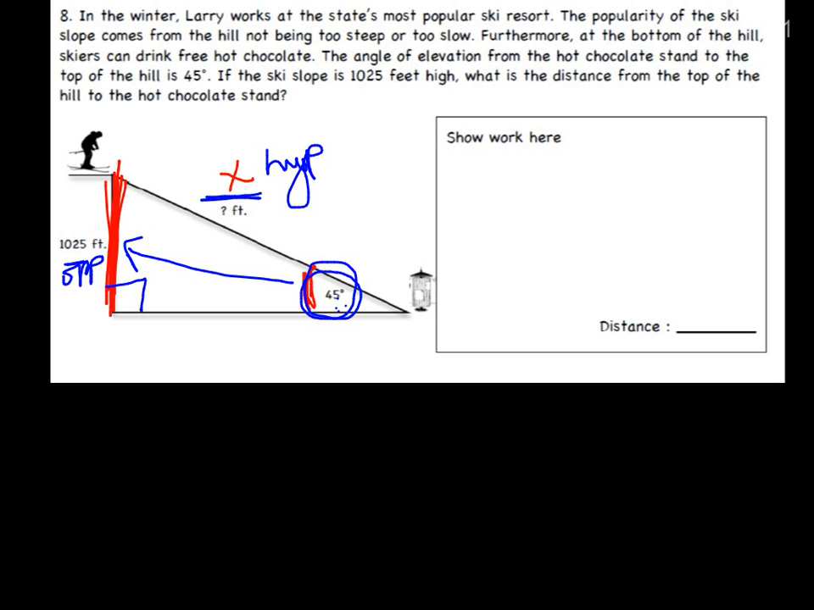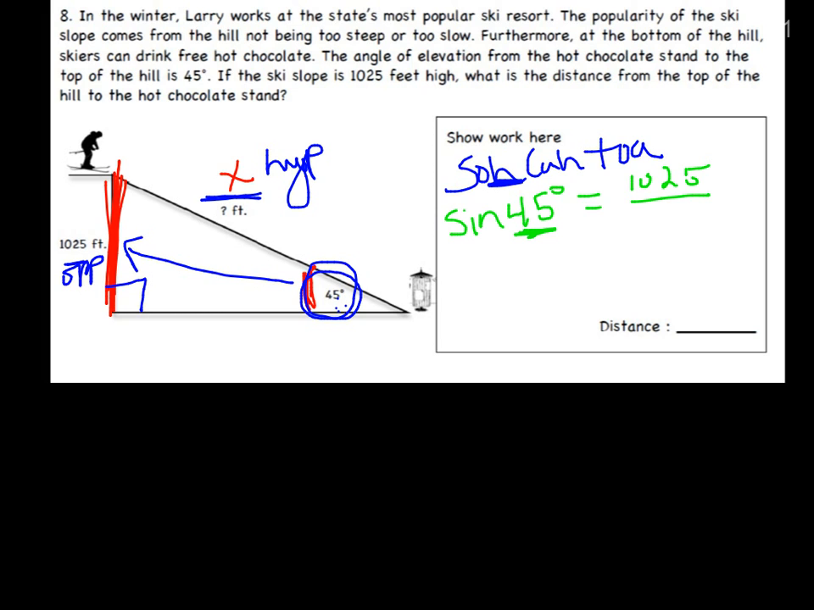Alright, so now we know opposite and hypotenuse, and based on SOHCAHTOA, the ratio that deals with opposite and hypotenuse is sine. So let's set up our equation. The sine of the angle we're dealing with, remember this is always an angle in here, is equal to the opposite over the hypotenuse. So it's going to be 1,025 over the hypotenuse x.